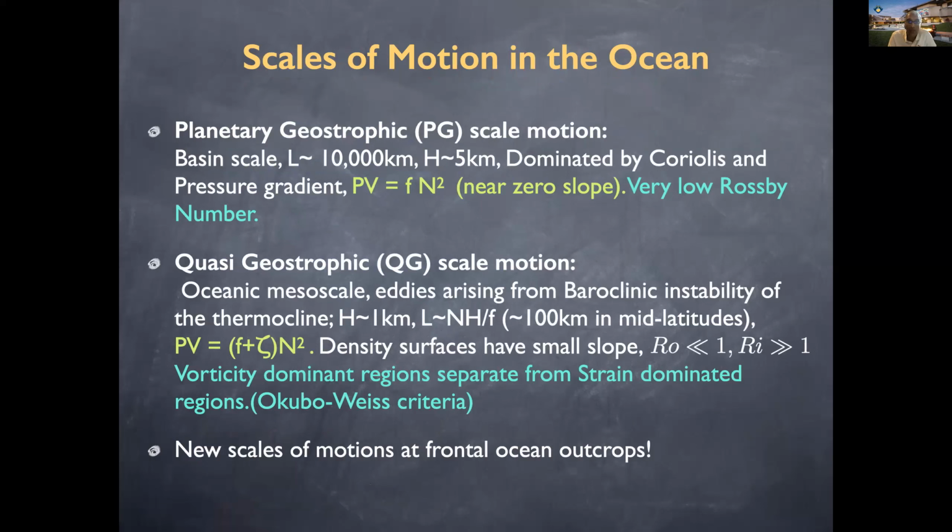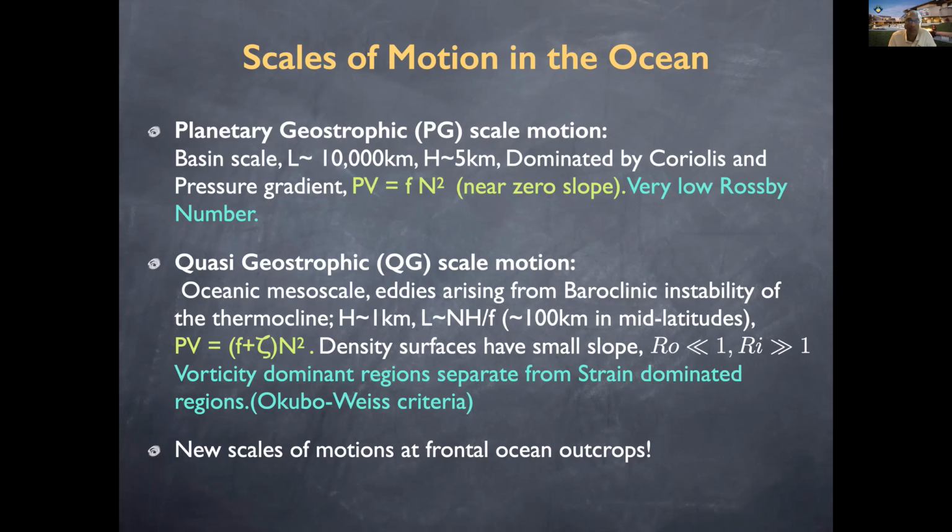As one goes to smaller than these 10,000 kilometer basin-wide scales, one gets to the ocean mesoscale, which is where the quasi-geostrophic dynamics is active. And the eddies basically are arising from the baroclinic instability of the thermocline. So we're talking about vertical scales of order kilometer, horizontal scales of hundreds of kilometers or order 200 kilometers in the Bay of Bengal. And the potential vorticity now is primarily governed by the vorticity that's due to the Earth's rotation, as well as the vorticity inherent in these mesoscale eddies.